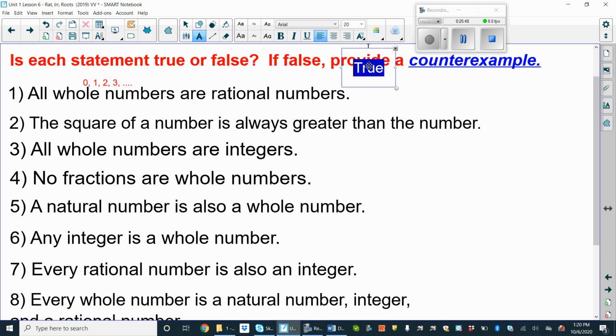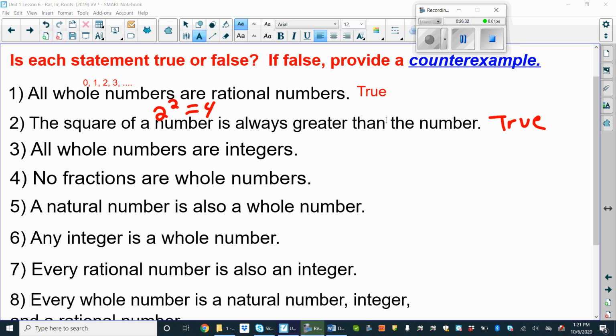Number 2, we have the square of a number is always greater than the number. So if we take 2 squared, that equals 4. Is 2 squared always greater than the number? What do you think? That would be true, because the square of the number, 4, is greater than the number, which is 2. So that's true.